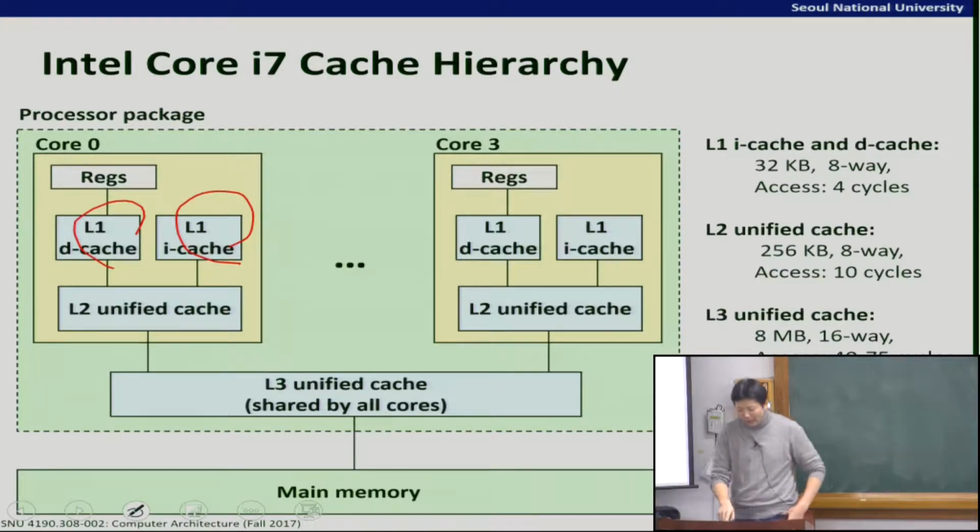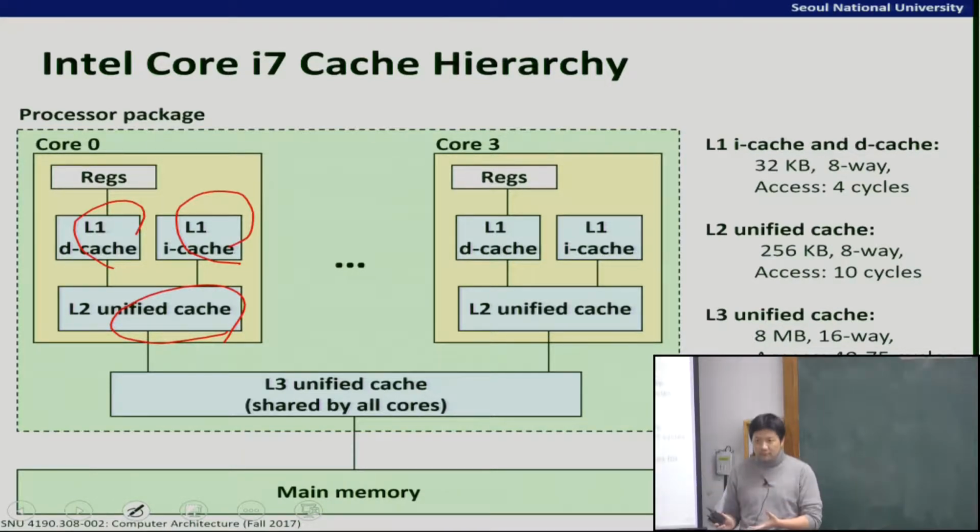And the level 2 cache is a unified cache, in the sense that it holds both instruction code and program data in the same cache. Finally, there's an L3 unified cache which also holds both instructions and data, but this is shared by all the cores on your chip, right? So that's basically the hierarchy of cache design.